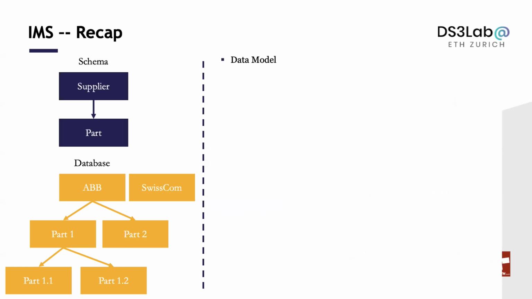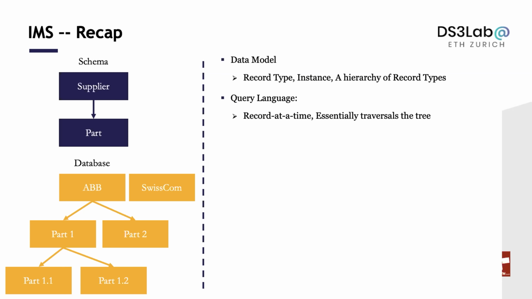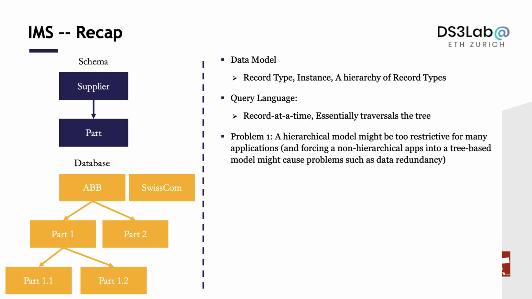So let's recap, right? At the very, very beginning, you have the hierarchical model. In the data model, you have a whole bunch of record types, you have instances. A database is simply a hierarchy of the instances. So the query language that you have is record at a time. Essentially you traverse the tree, right? And there's a whole bunch of problems if you take this view, right?